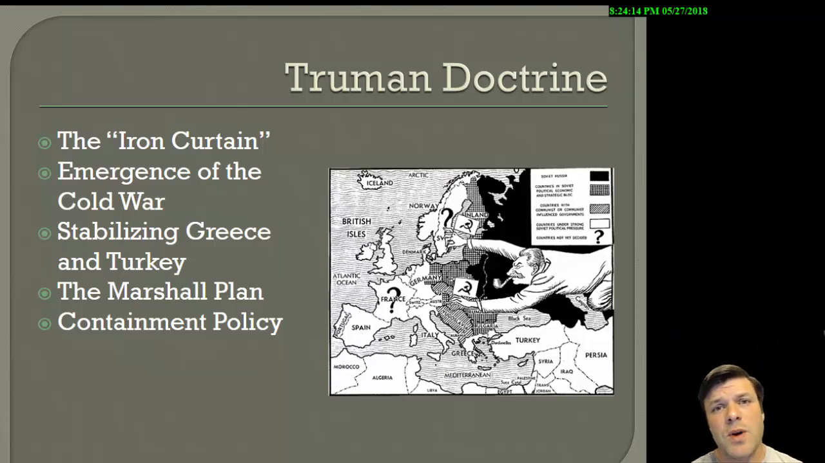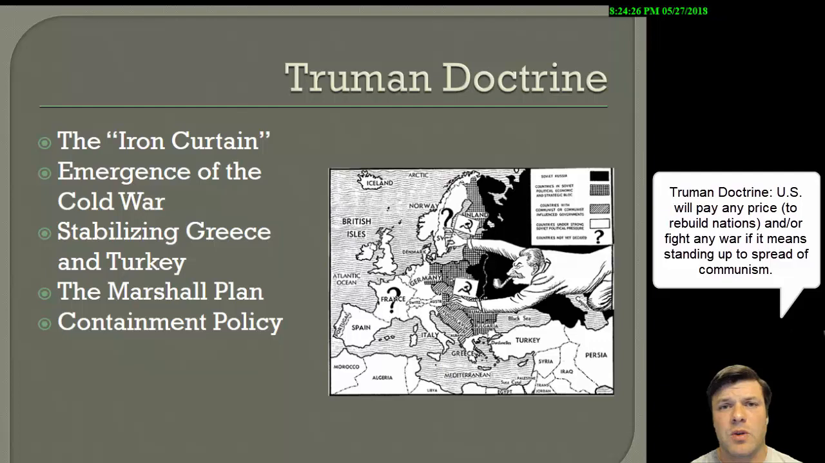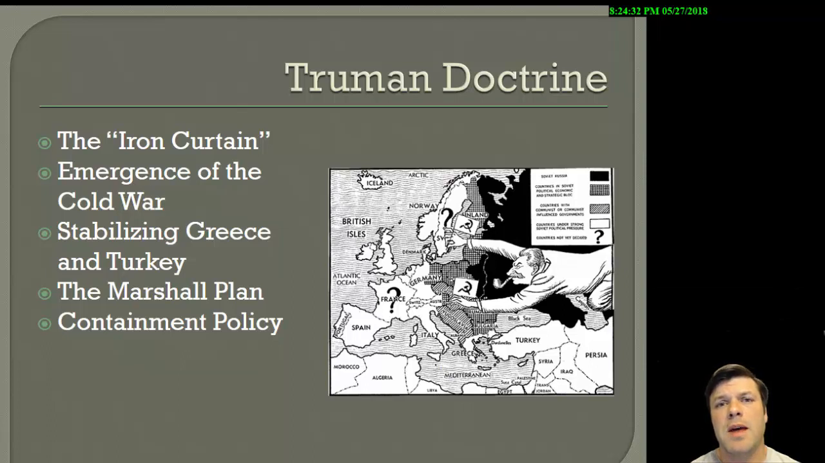And so what he's going to do in 1947 is issue this concept that comes to be known as the Truman Doctrine. There's two parts to the Truman Doctrine that I need you to be mindful of. Part of what Truman promised was that we would pay any price necessary, pay any price we had to, if it meant preventing the spread of communism.